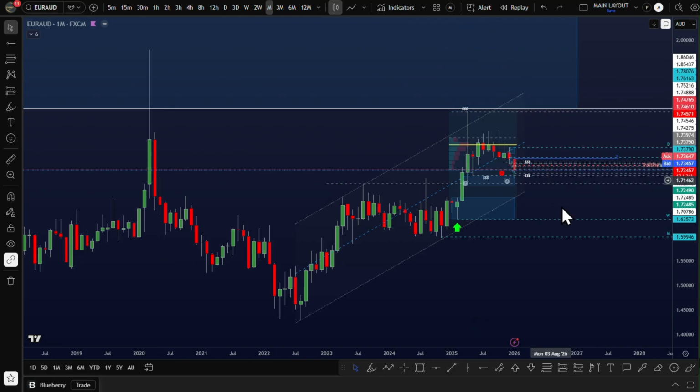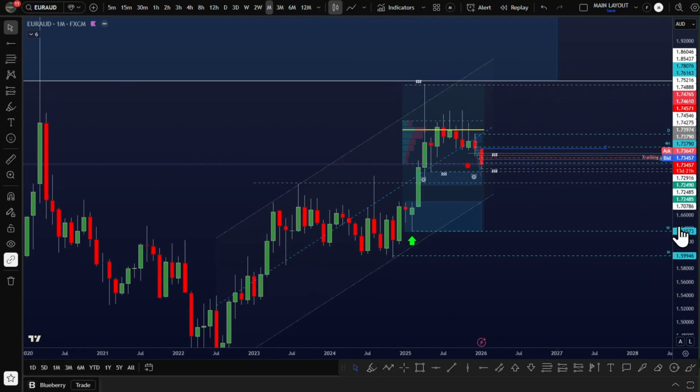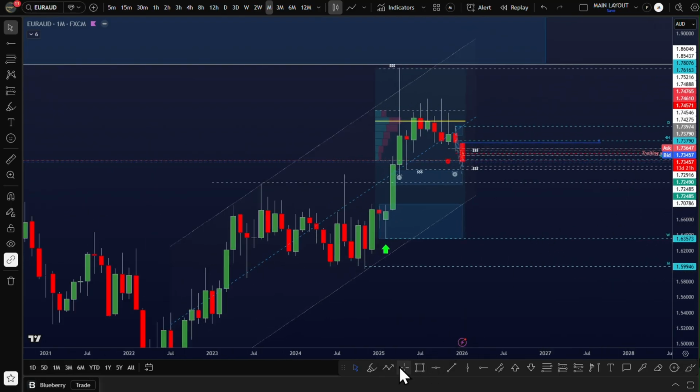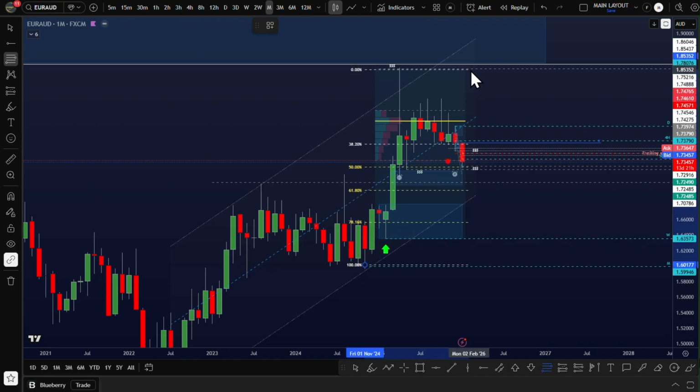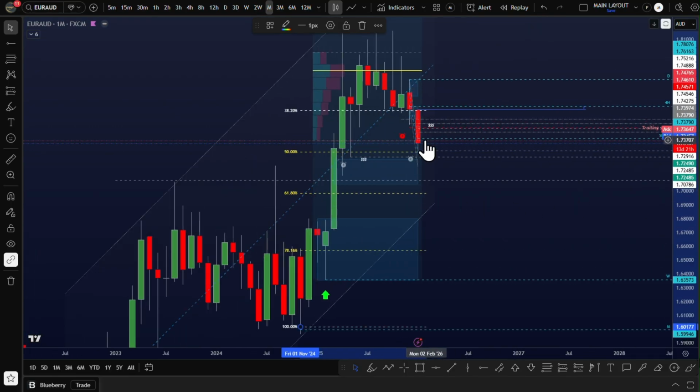The next trade is on Euro odd. For Euro odd, I have this order flow. You see, from this low to this high, this is my monthly order flow. So currently price is coming from premium zone, so I was expecting a drop of price around this discount zone.